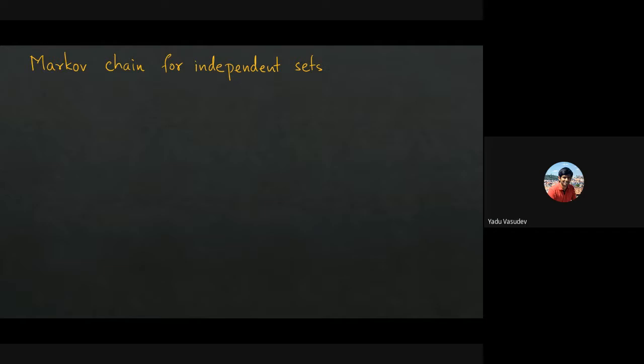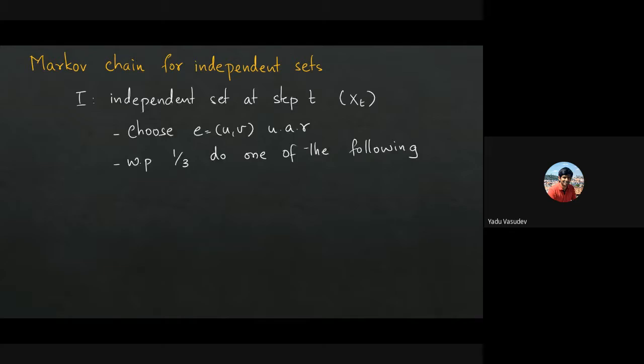That Markov chain, apparently it's not clear whether it has good mixing properties, and we don't know how to prove it either. So what we look at is a different Markov chain, and we'll prove a bound on the mixing time for this Markov chain. Okay. So let's see what this Markov chain is.